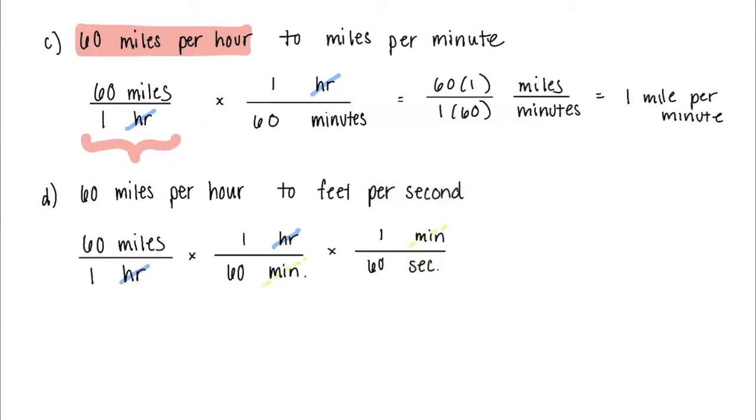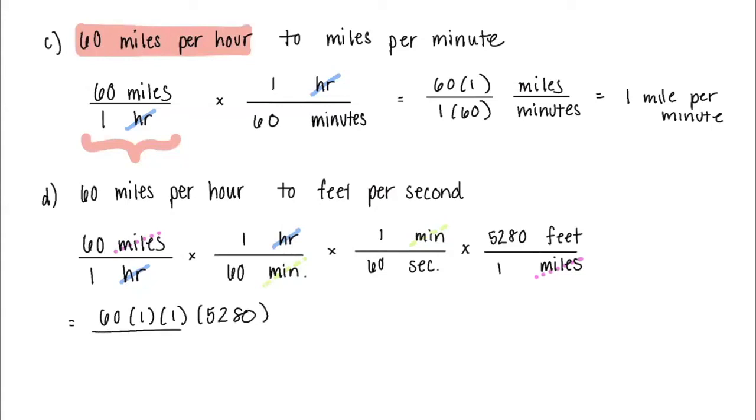But now I need to work on changing over this miles unit. And we want to get to feet, but miles is in the top, so I need miles to go in the bottom to make these cancel. And the conversion I know is 1 mile is 5,280 feet. So my only units left then are feet and seconds, so feet per second. So all of these units cancel. We get the 60, the 1, the 5,280 in the numerator, 1, 60, 60, and 1 in the denominator. And our unit is feet divided by seconds.